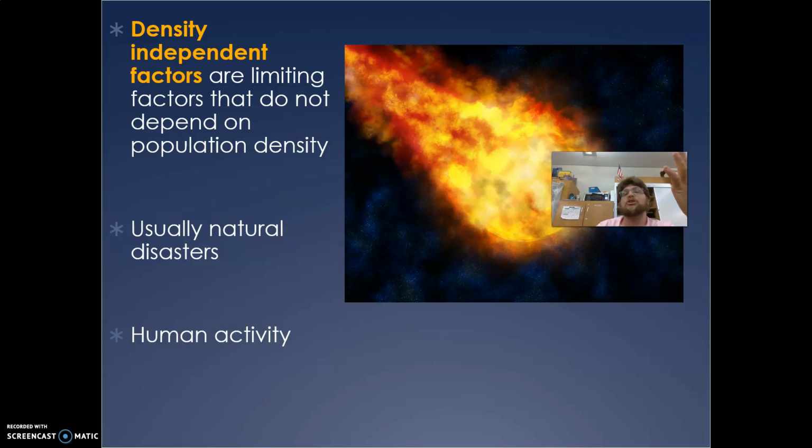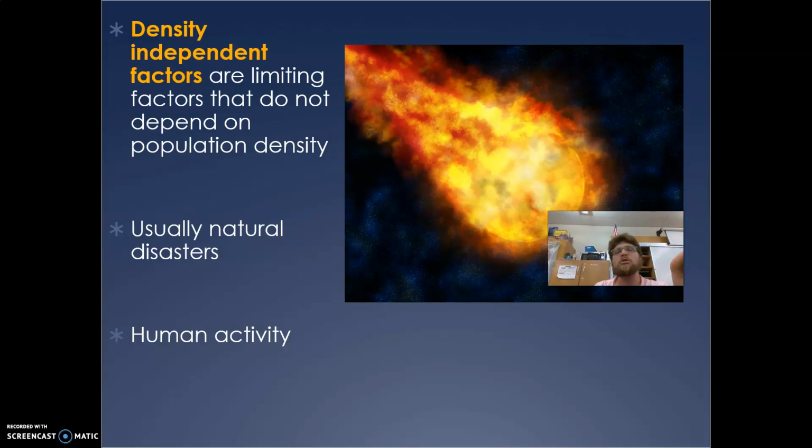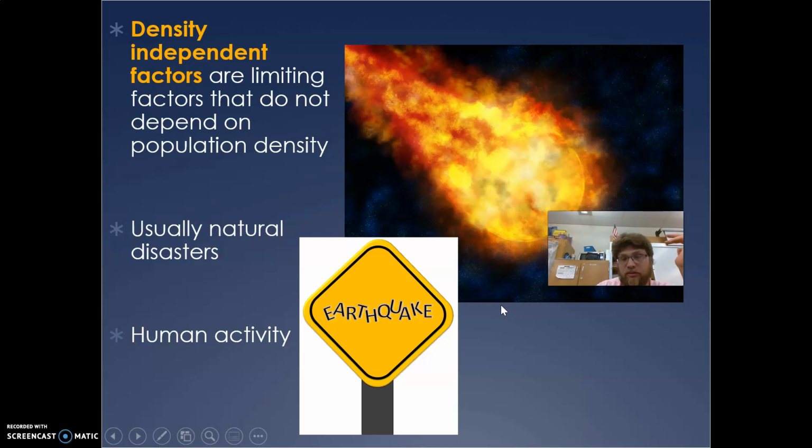You can have a meteor that comes down and hits Clovis East. Doesn't matter if there's 1 pigeon or 1,000,000 pigeons, those pigeons are gone. Okay? The density of the population didn't matter. Okay, and an earthquake happens. Okay, that earthquake's going to equally affect a population of 1, a population of 1,000,000.